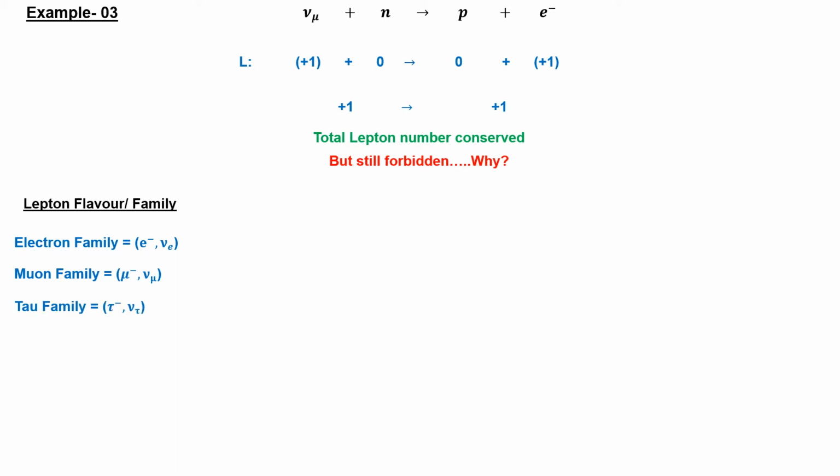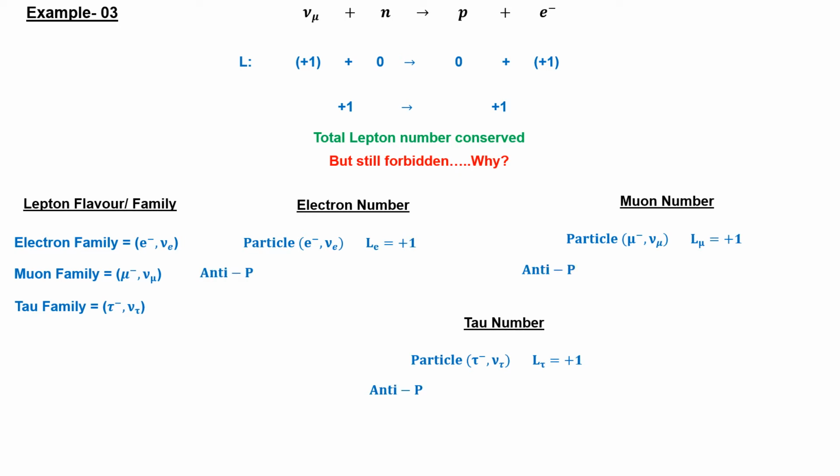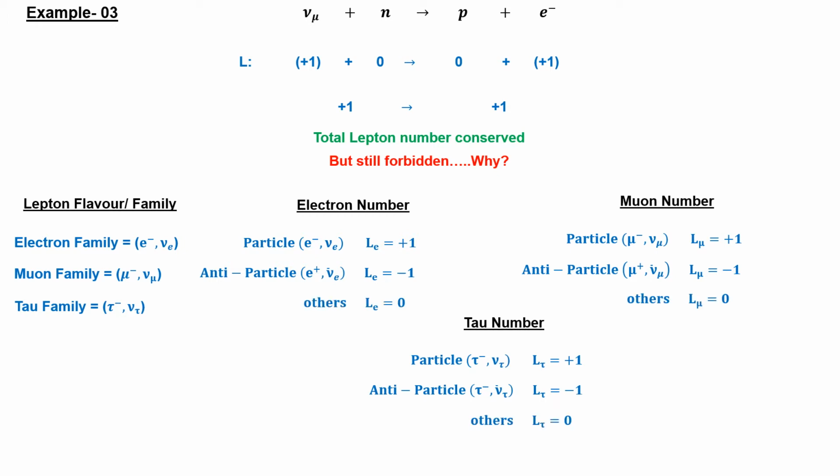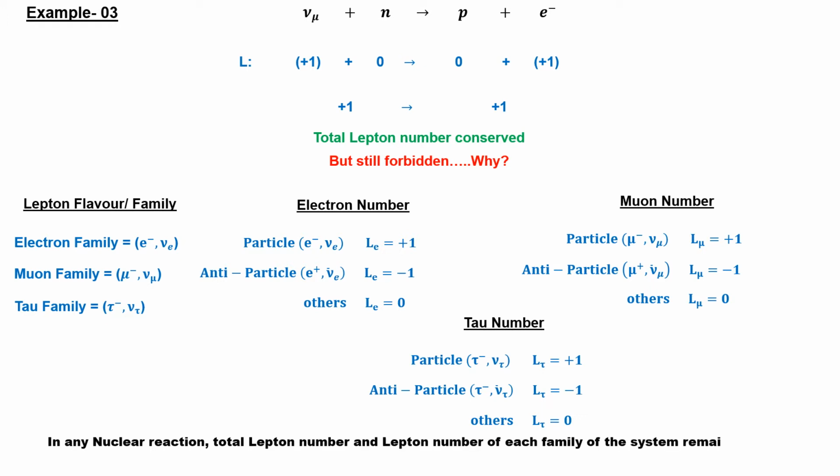For all these families, a new quantum number was defined: electron number for the electron family, muon number for the muon family, and tau number for the tau family. This is defined as +1 for particles, while -1 for antiparticles in each family. If a lepton particle belongs to another family, the lepton number of this family will be 0 for that particle. Now, according to lepton number conservation, any nuclear reaction can be allowed only when the total lepton number as well as the lepton number in each family is also conserved.